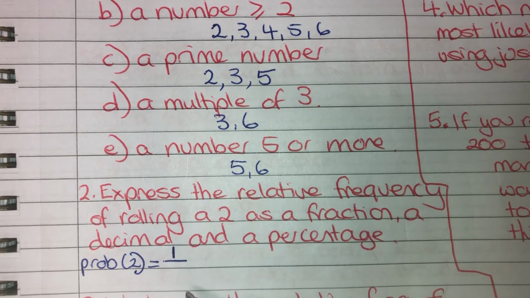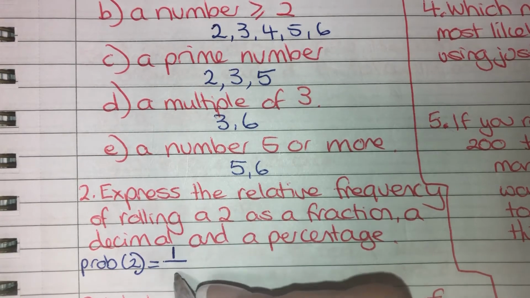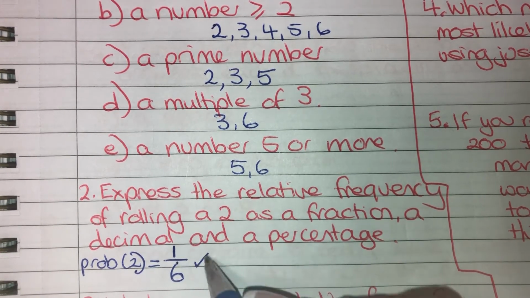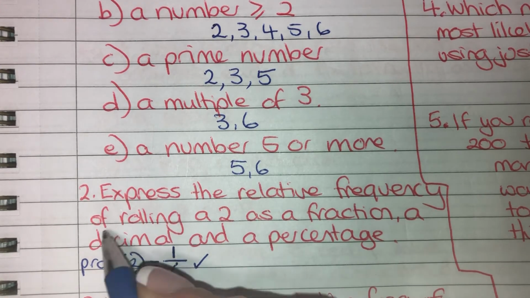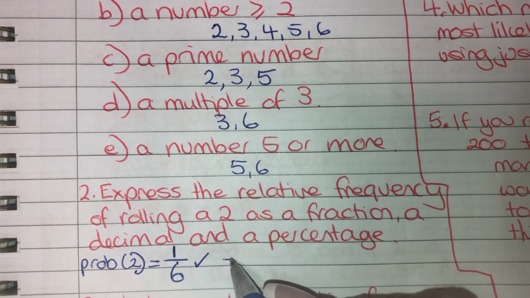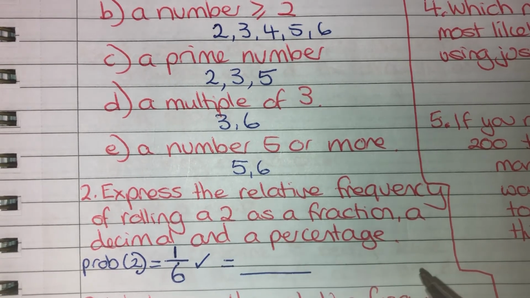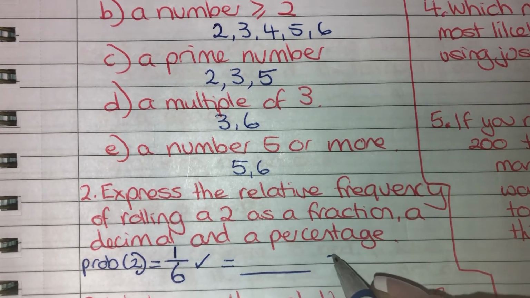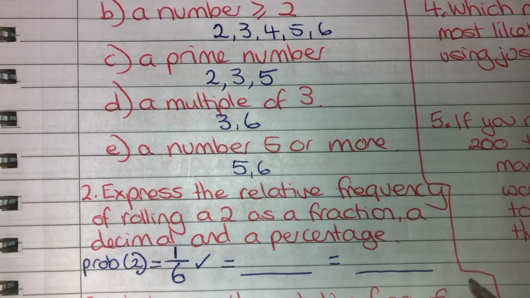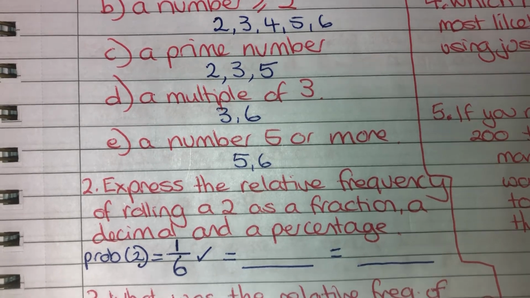How many are there altogether? There are 6 possibilities. 1, 2, 3, 4, 5, 6. Okay, now that's our fraction. We want to put that into our calculator to get a decimal answer. So we want to change that to a decimal answer, which I'll also get you to do. And then we're going to multiply that by 100 so that we get it as a percentage. So that, and we will come back and do that together as a class.